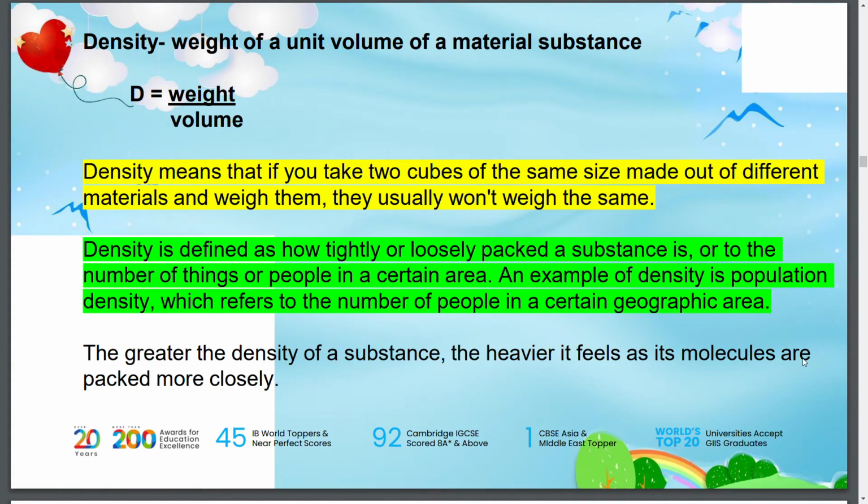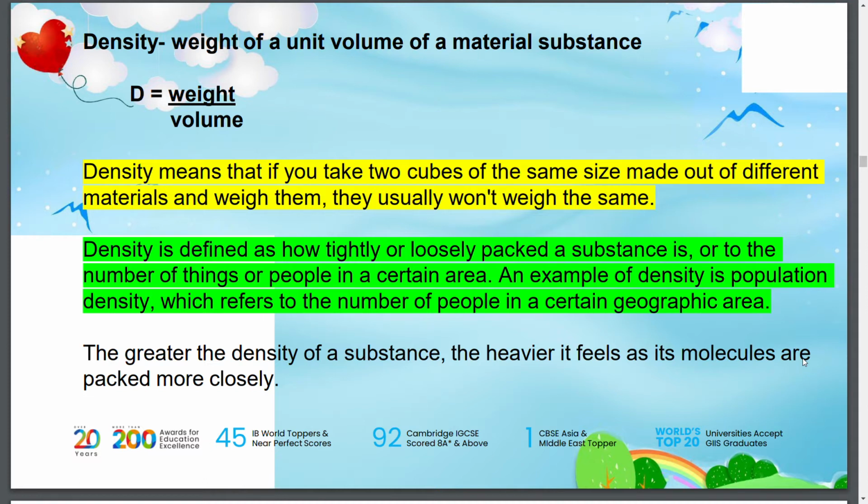So here, density is the weight of a unit volume of a material substance. So D is equal to weight by volume. Density means that if you take two cubes of the same size made out of different materials and weigh them, they usually won't weigh the same. So density is defined as how tightly or loosely packed a substance is, or the number of things in a certain area.